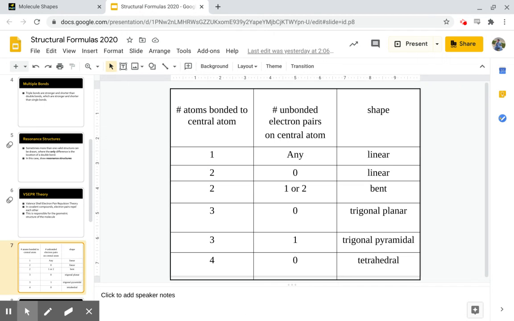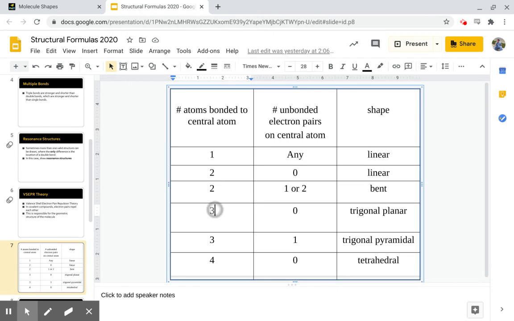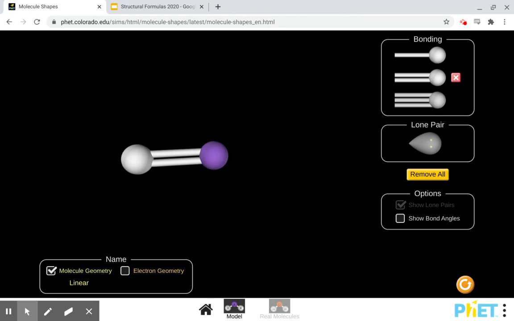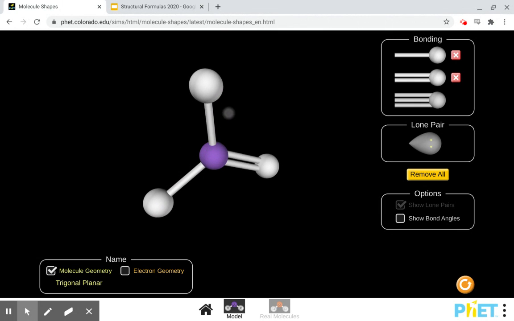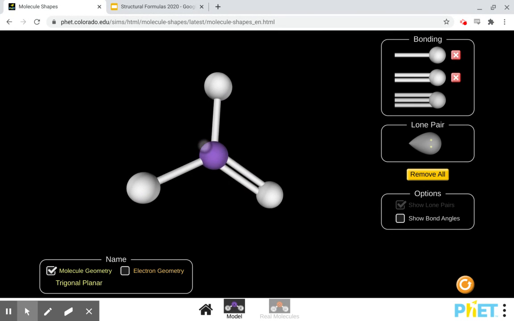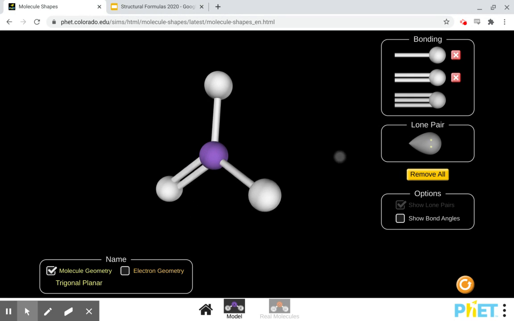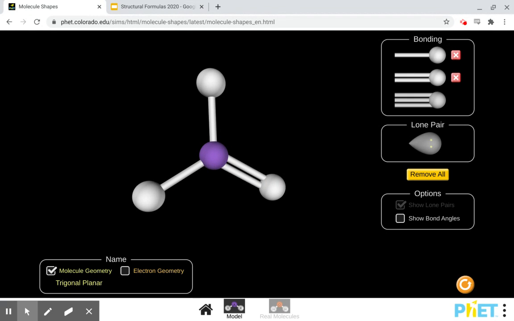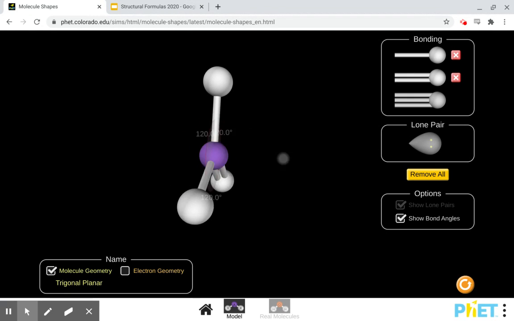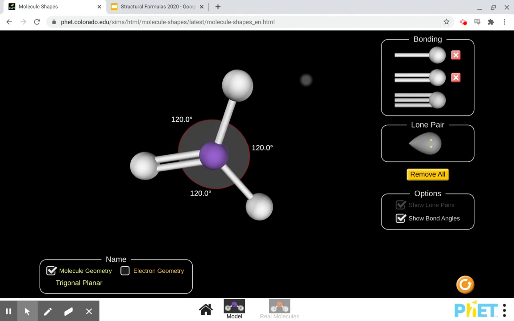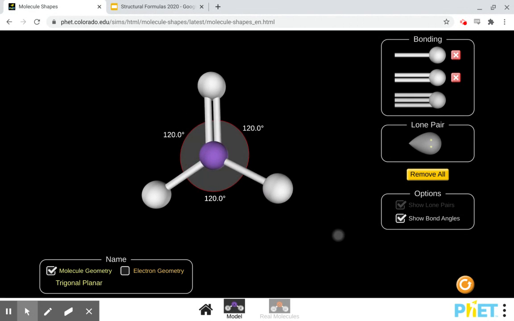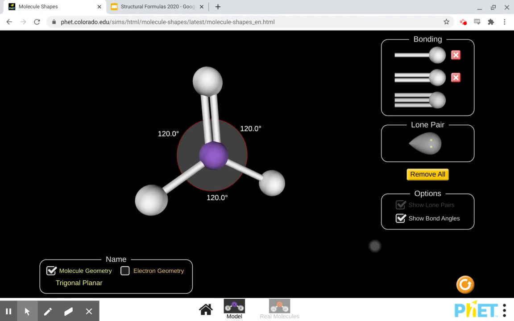If we have 3 atoms attached to the atom in the middle, we'll talk about adding lone pairs of electrons in a bit. Like for instance, the SO3, sulfur trioxide, that is what's called trigonal planar. We can also look at these bond angles. They're 120 degrees apart. So that's the shape of these molecules.